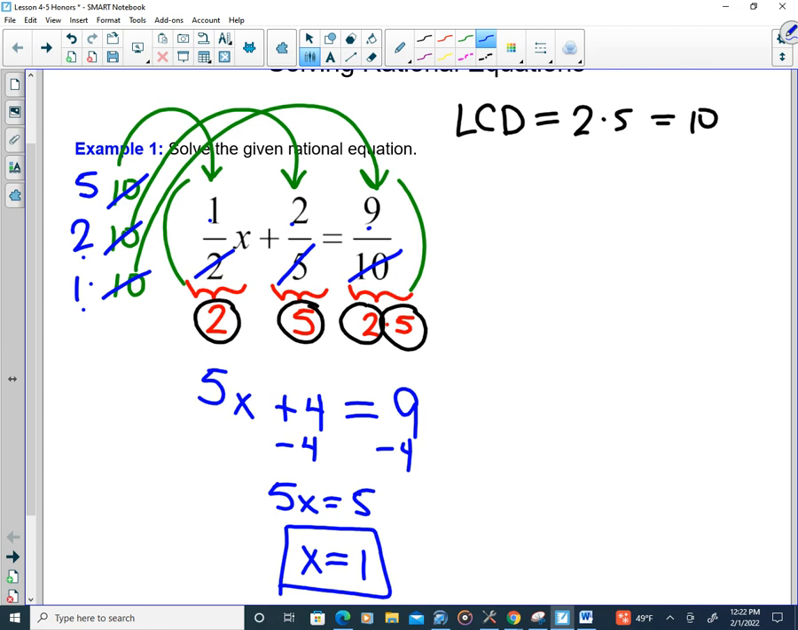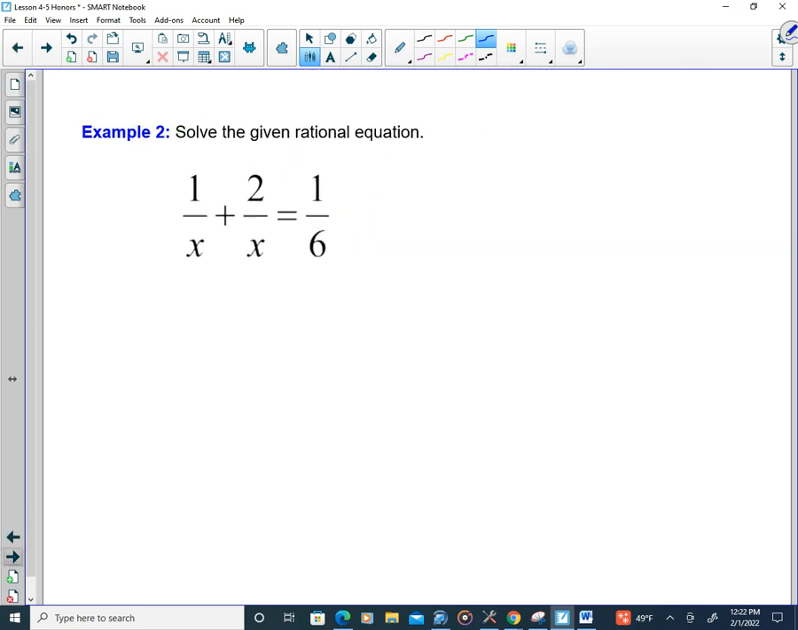But now what we're going to do is put some variables in the denominator besides just numbers. But you guys know enough to do this. So again, we're going to do it just like we did the first one. Let's write our denominators in the prime factorization. Well, x is just x. And this x is just x. And then 6 can be broken down to 2 times 3.